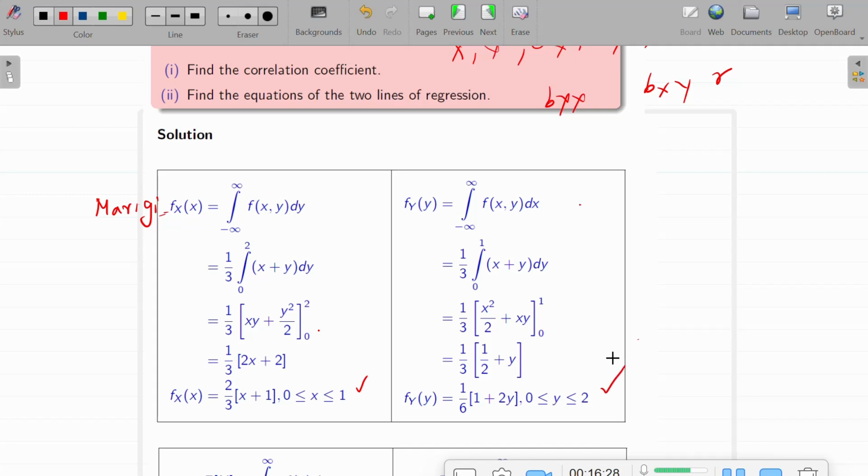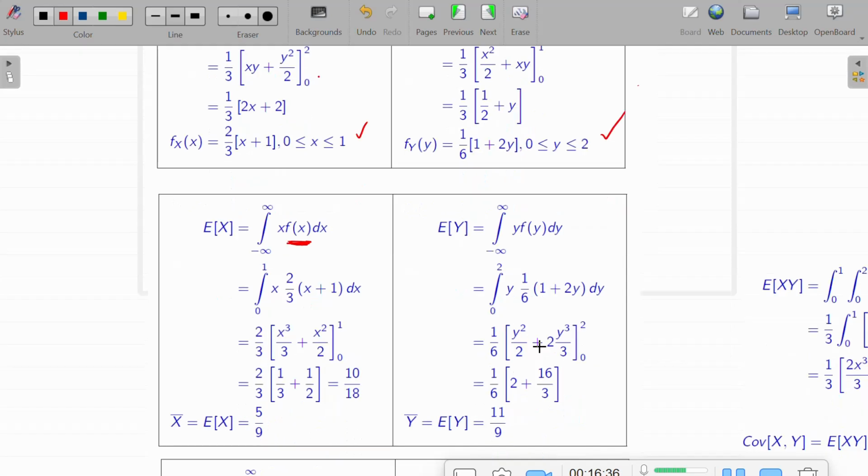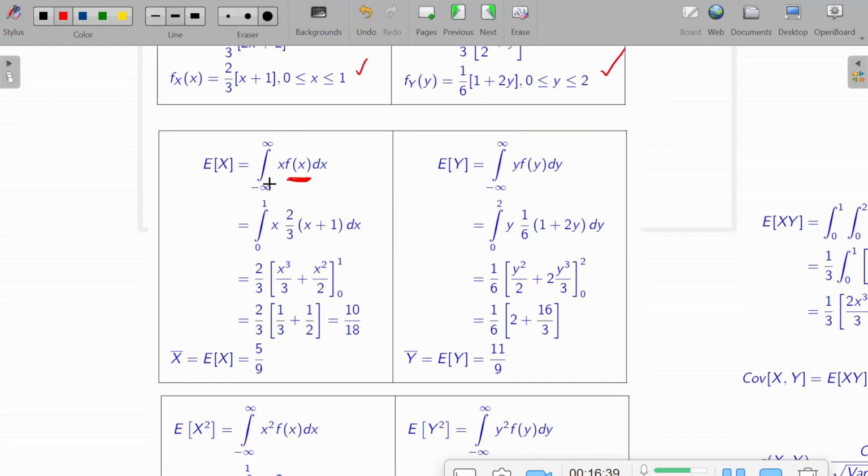Once we have found the marginal distributions of x and y, we will compute the mean of x and y and the variance of x and y. So the mean, expectation of x, is equal to the integral of x into f of x dx. It's a continuous case, so from 0 to 1, it is x times 2 by 3 (x plus y) dx. Integrating and applying the limit 0 to 1, we compute x bar as 5 by 9. Similarly, for the expectation of y, it is the integral of y times 1 by 6 (1 plus 2y) dy. Integrate with respect to y and apply the limit 0 to 2. Simplify it and you will get the mean value y bar.